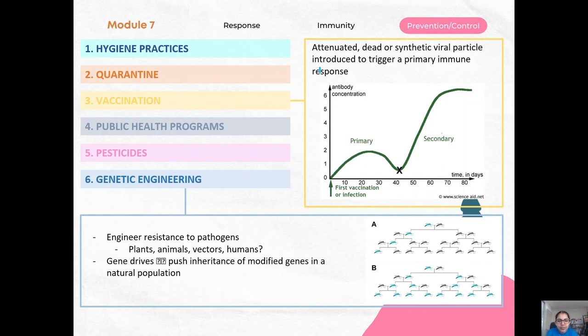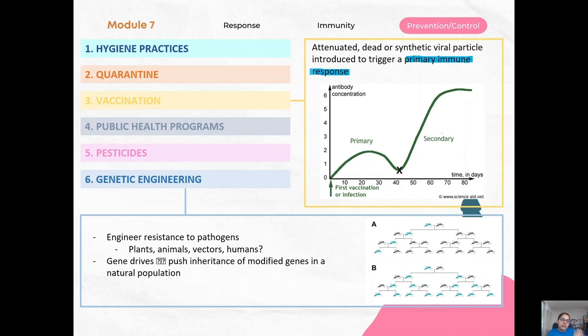So, this is basically how vaccines work. What vaccines do is, within vaccines we add in attenuated, dead, or synthetic viral particles of a specific pathogen into the vaccine, right? And then we do that so that we can have a primary immune response. It's not the actual pathogen, so you're not sick as such, but that's why you experience symptoms that are specific to the disease.